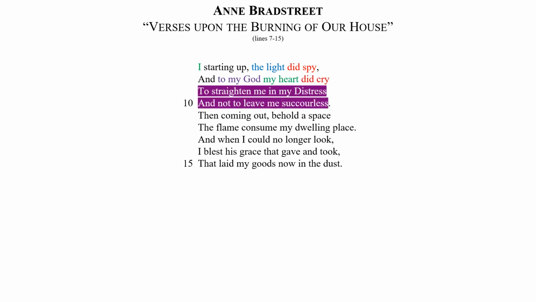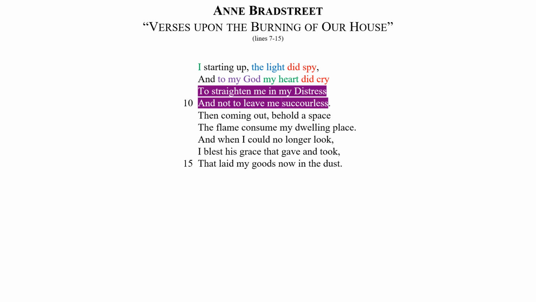And my heart cried to God. And what was the cry? To straighten me in my distress. Don't leave me without comfort. So succor is comfort, help or aid. Usually it's comfort. So her first inclination is to cry out to God for comfort.